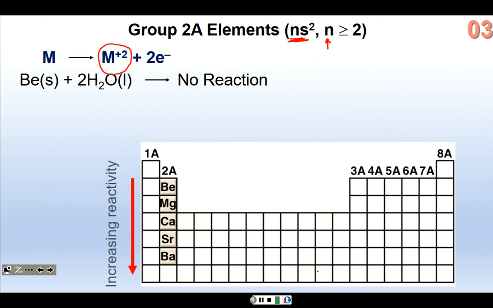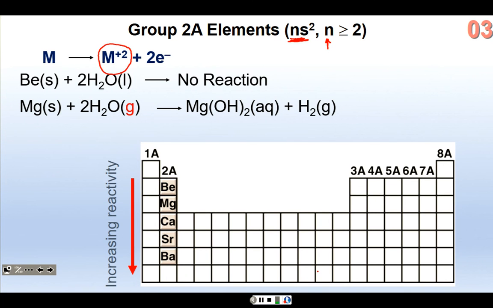When confronted with water, beryllium, as I mentioned, is not particularly notable in its reaction. But if you put in magnesium, and you can do it with water as a gas, that would provide more energy, more likely to react, then you can make the metal hydroxide, magnesium hydroxide, plus hydrogen gas, which is explosive, of course. You have to be cautious in doing that kind of thing.